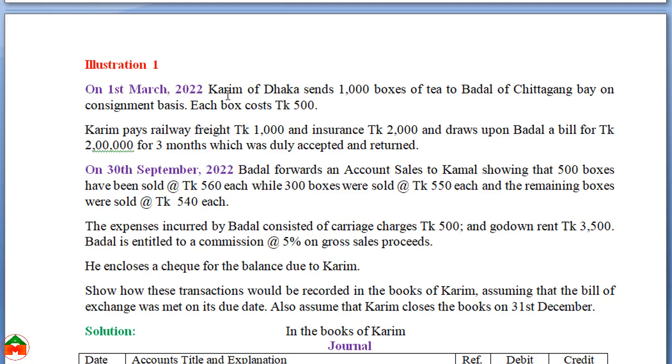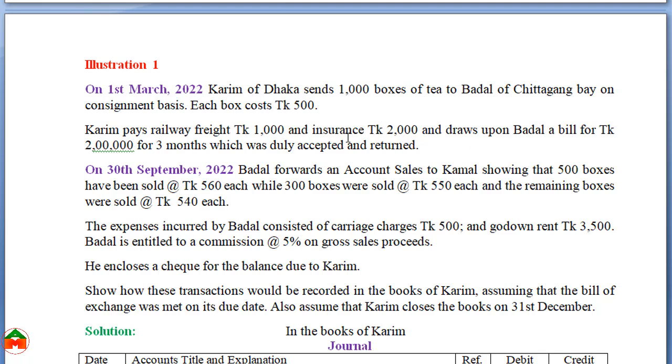Korim of Dhaka sends 1000 boxes of tea to Badal of Chittagong. Suppose here Badal is the consignee, that means Mr. Badal is the agent. Okay, so Mr. Korim, consignor, sends 1000 boxes to consignee, I mean Badal, on the basis of consignment. Each box cost 500. During this sending process, Mr. Korim, I mean the consignor, pays railway freight, insurance.